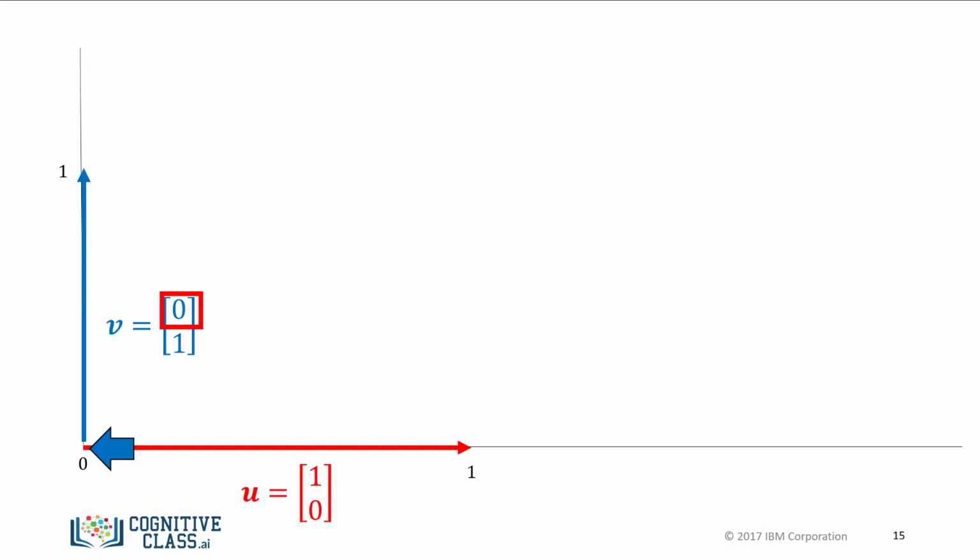We represent the second vector in blue. The first component is 0. Therefore, the arrow does not point in the horizontal direction. The second component is 1. As a result, the vector points in the vertical direction 1 unit. When we add the vector u and v, we get the new vector z.